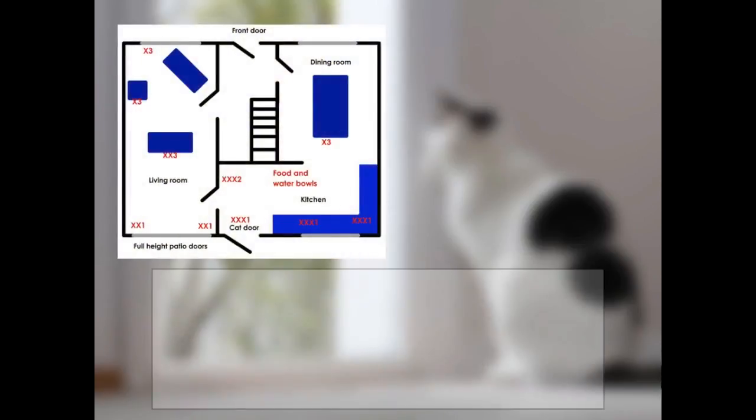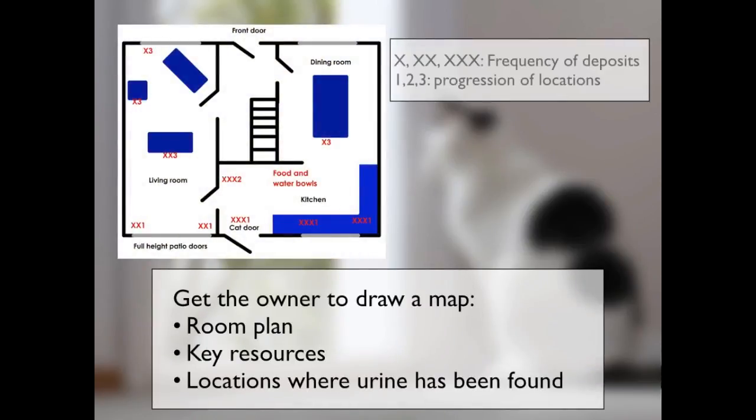What we usually do is we get the owner to start by drawing us a map of the environment that's available to the cats. This is a kind of room plan which has all of the main rooms of the house and the furniture essentially planned out. And then the key resources like food and water and latrine sites where they're located. Then we ask the owner to record on that diagram all of the locations where they found urine.